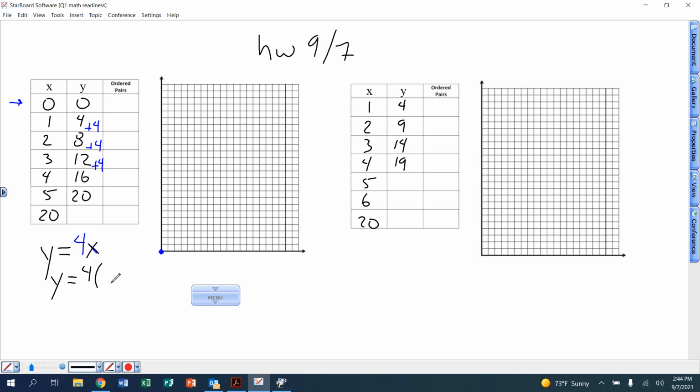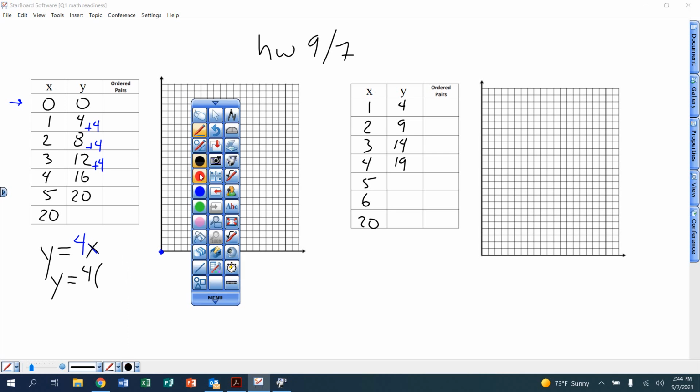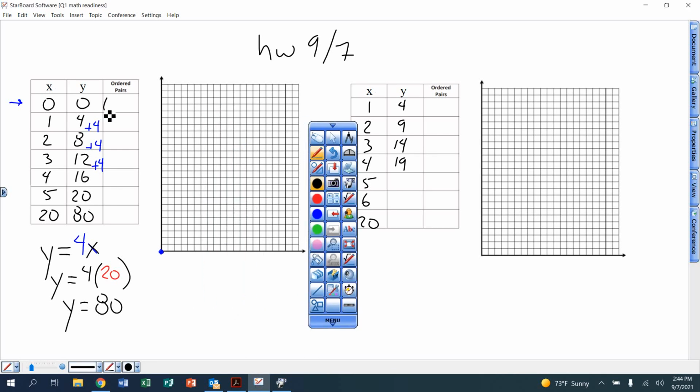That lets me write it. And you can see when I times that, there's nothing to add that 80 to. It's just pure 80. And then all those coordinates that you could plot: 0, 0, 1, 4, 2, 8, 3, 12, 4, 16, 5, 20. Can't do the 20, 80 because it probably won't fit.